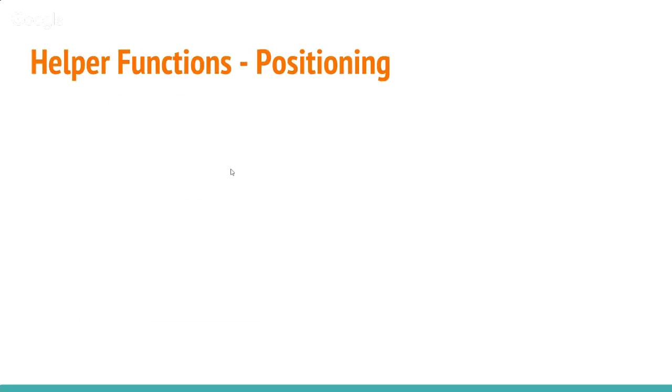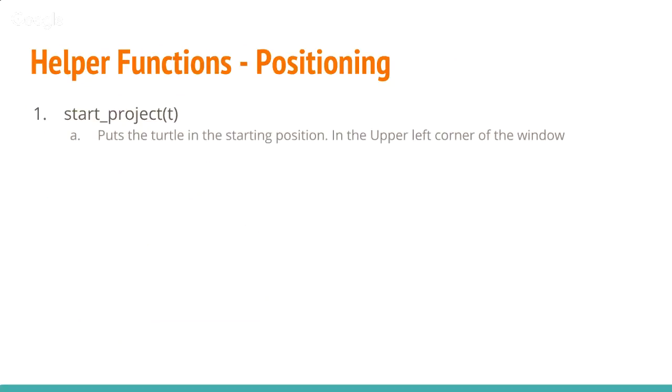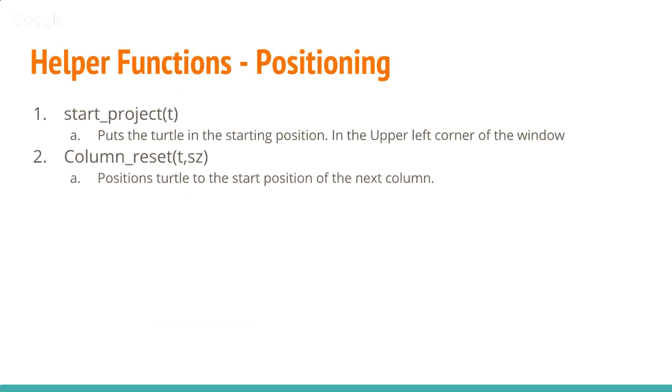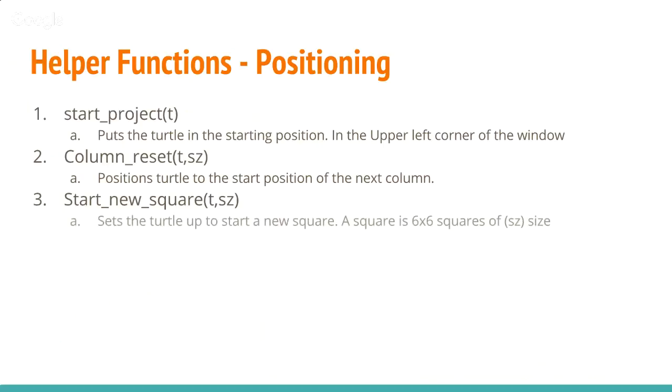Now let's talk about functioning. I've got a couple of them. I've got the start project. That is called by the main function. It basically just puts it up in the upper left-hand corner. I've got the column resets. I did columns instead of rows. And so this basically moves it up to start with the next column. I've got the new square. This basically sets it up to start a new square.